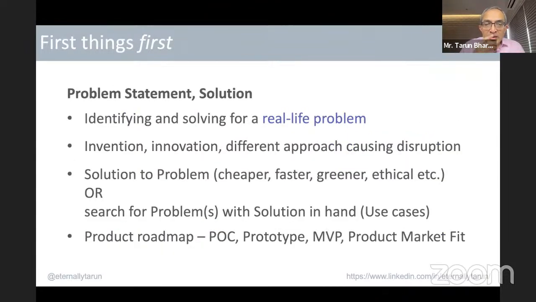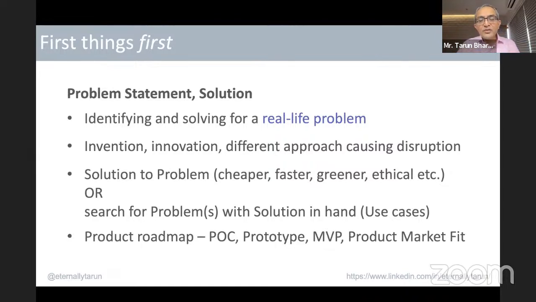Okay. So maybe in the next few slides, I will just touch upon the different components of that investor pitch deck. The starting thing is the problem statement, right? I think this is really the 80-20 rule of your business. So if you're trying to solve a real life problem, which is affecting a lot of people, whether of different strata of society, and if you can have an invention or an innovation, or maybe a different approach, which really causes that disruption.